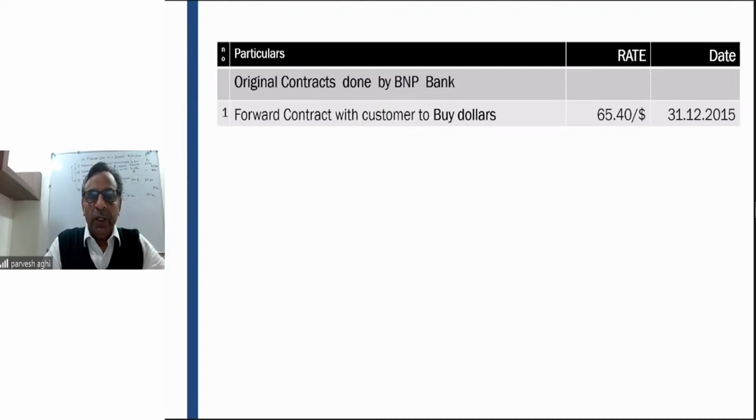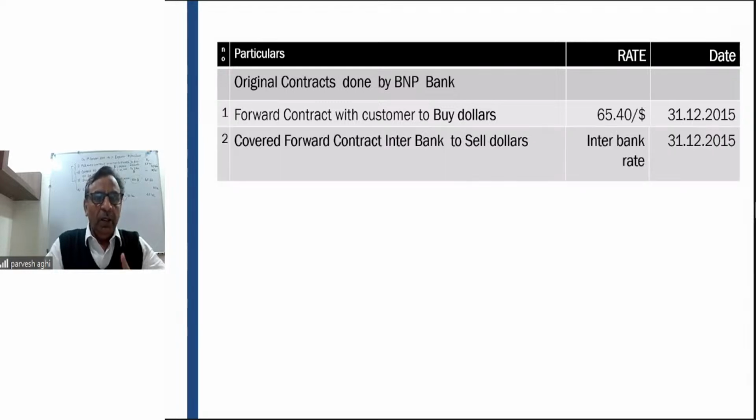So this is the first contract, and then when the bank has received dollars, they're going to sell these dollars. They're not going to keep dollars with them. So they're going to go to the interbank market and dispose of these dollars. Such a transaction is called a covered forward contract in the interbank market to sell dollars. So on the same day, they are going to have two transactions, one with a customer. Second, when they receive dollars, they're going to sell these dollars in the interbank market so that they don't have any exposure in the dollars.